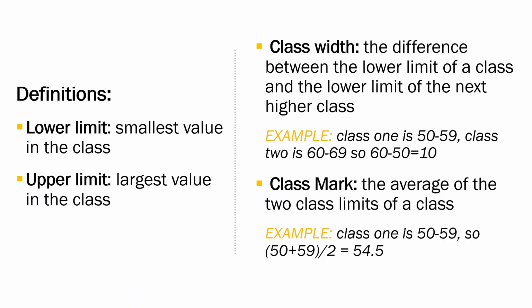Now, we also have something called the class mark. Think of the class mark as the middle number of your class, and you can find it by averaging the lowest and highest numbers in the class. So, for example, class 1 is 50 to 59. And so you add them together and divide it by 2, and you would get a class mark of 54.5. And that's the representative value for that class. So a one-sentence memory trick: class width is how wide the group is, and class mark is the middle of the group.